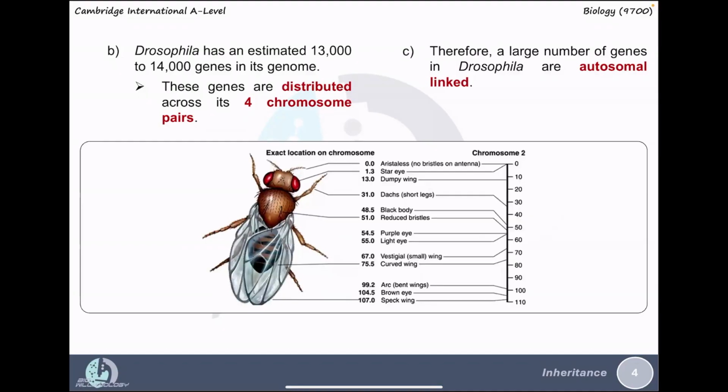So look at this diagram. You can see that along chromosome 2, for example, there are many genes located on the chromosome. This kind of gene is known as an autosomal linked gene. In terms of inheritance patterns, it will be different from what we have learned in Mendelian dihybrid crosses. For example, you can see that the eye colors, in this case purple eyes, and the wing and so on, are located on the same chromosome.